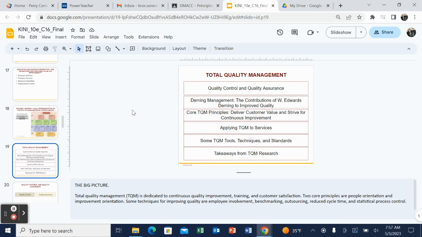All right, welcome back for 16.4. We take a look at total quality management (TQM). So we're gonna take a look here at what we got with TQM. So quality control, quality assurance. Take a look at that here in this section.